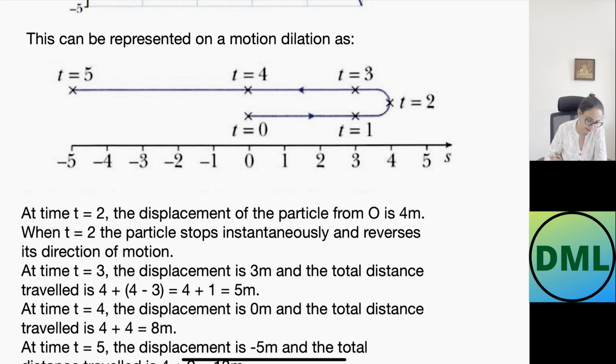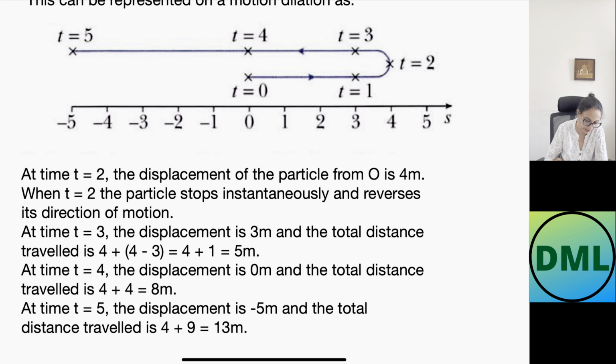Let's see that here at t is equal to 4. The displacement is 0 meters. At t is equal to 4 you are again at 0, so the displacement is 0. But the total distance traveled is how much? You started from here. You went till t is equal to 2, where your distance is 4 meters. Again you come back to 0. That means again you covered 4 meters. The total distance covered is 4 plus 4 is equal to 8 meters.